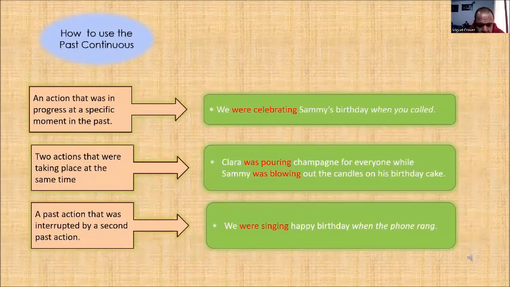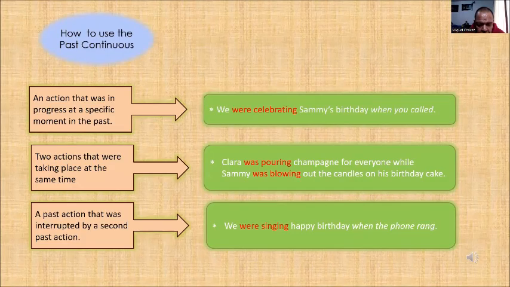Now let's see the past progressive tense. It is also called the past continuous and expresses an action that was ongoing or in progress at a specific moment in the past. There are a few ways to use the past progressive tense in English. We can use it to express an action that was in progress at a specific moment in the past. We were celebrating Sammy's birthday when you called.